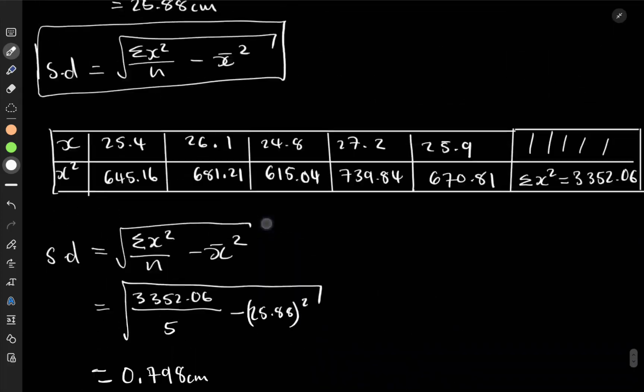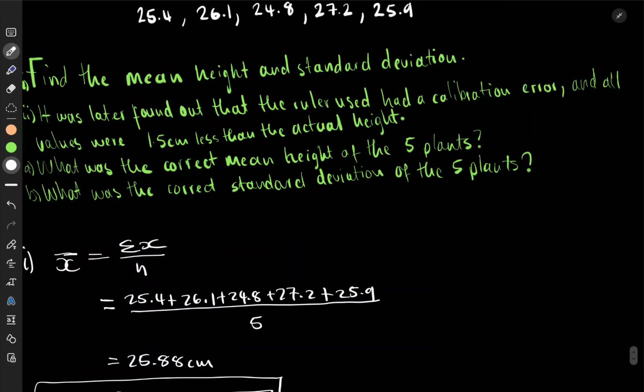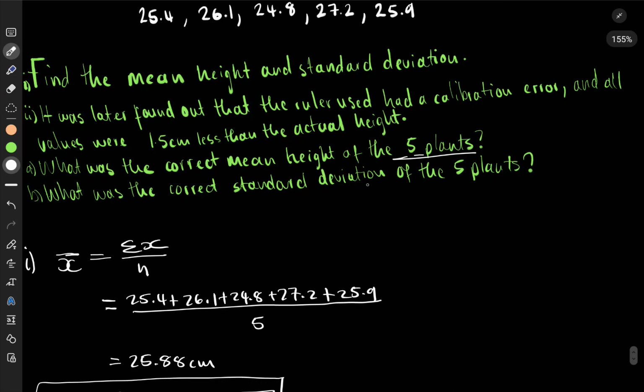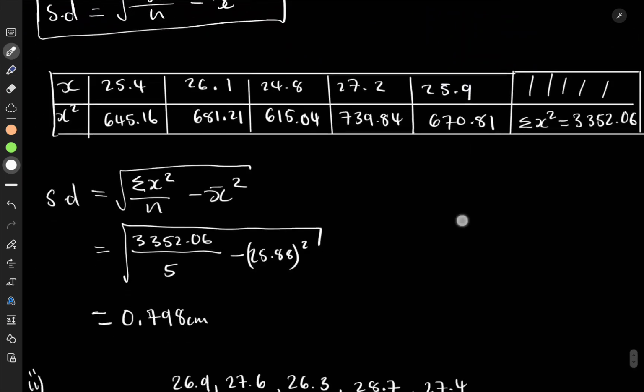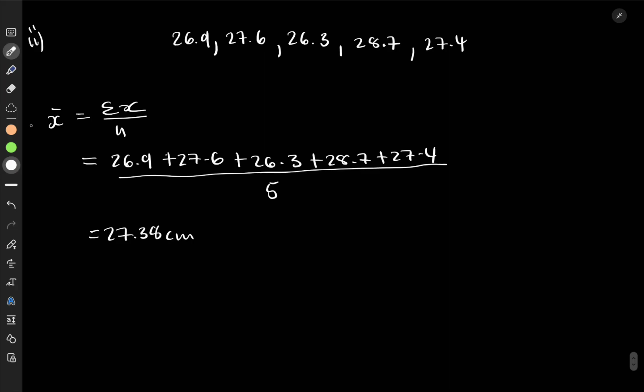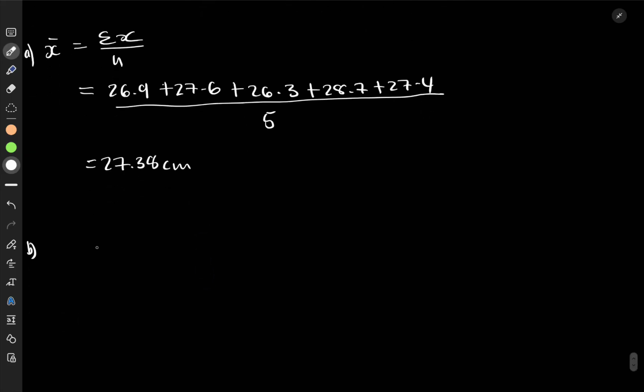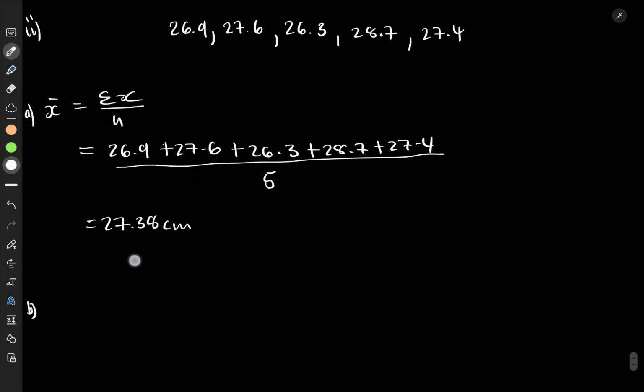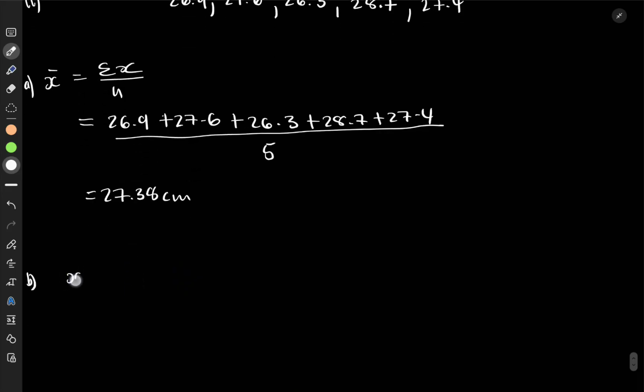Now, let's see. What was part B? What was the correct standard deviation of the 5 plants? So now I'll do part B. This was A. For B, to get the new standard deviation, I'll need to make my table first: x, then x squared. We can do it going down, or going sideways. It just depends on whether you have space.